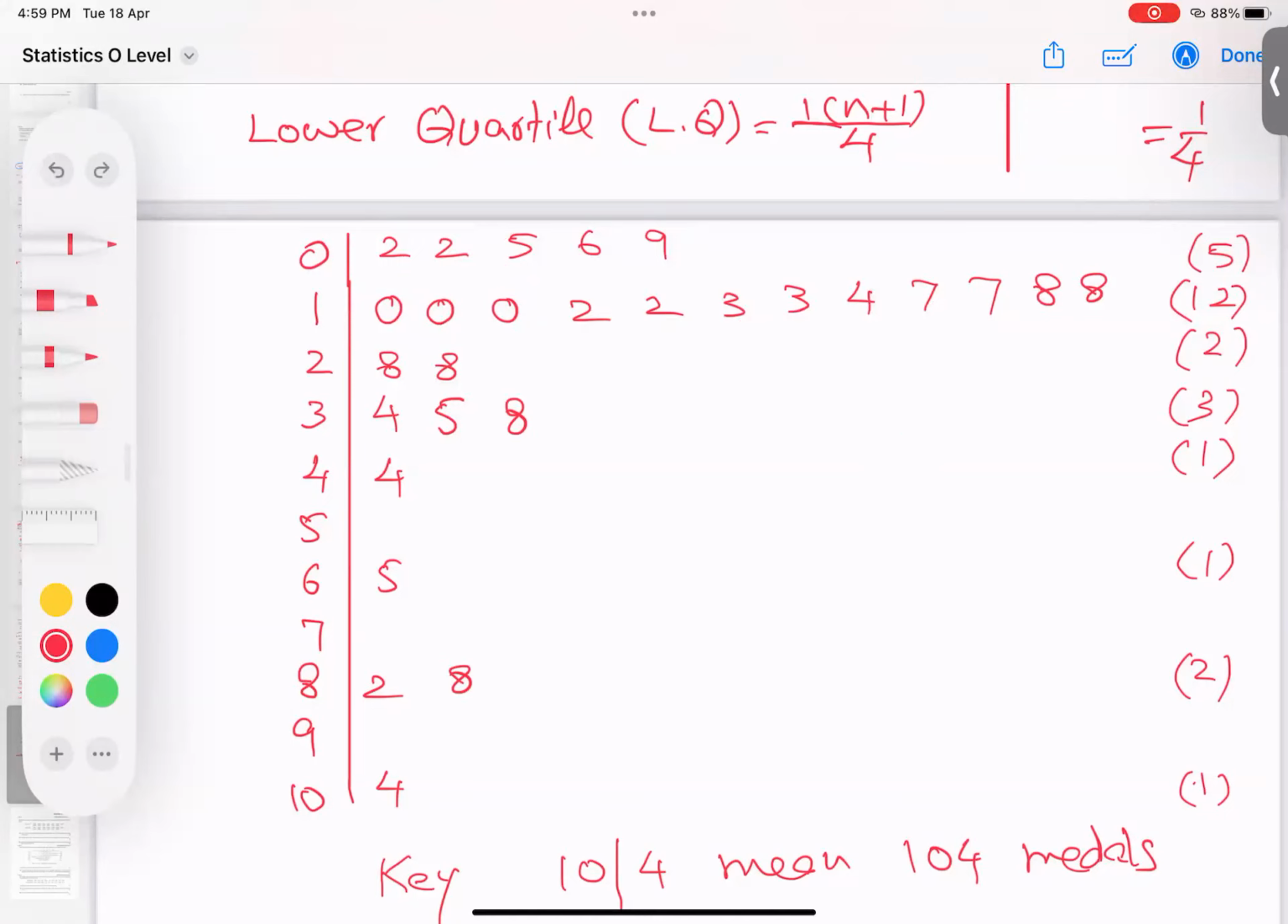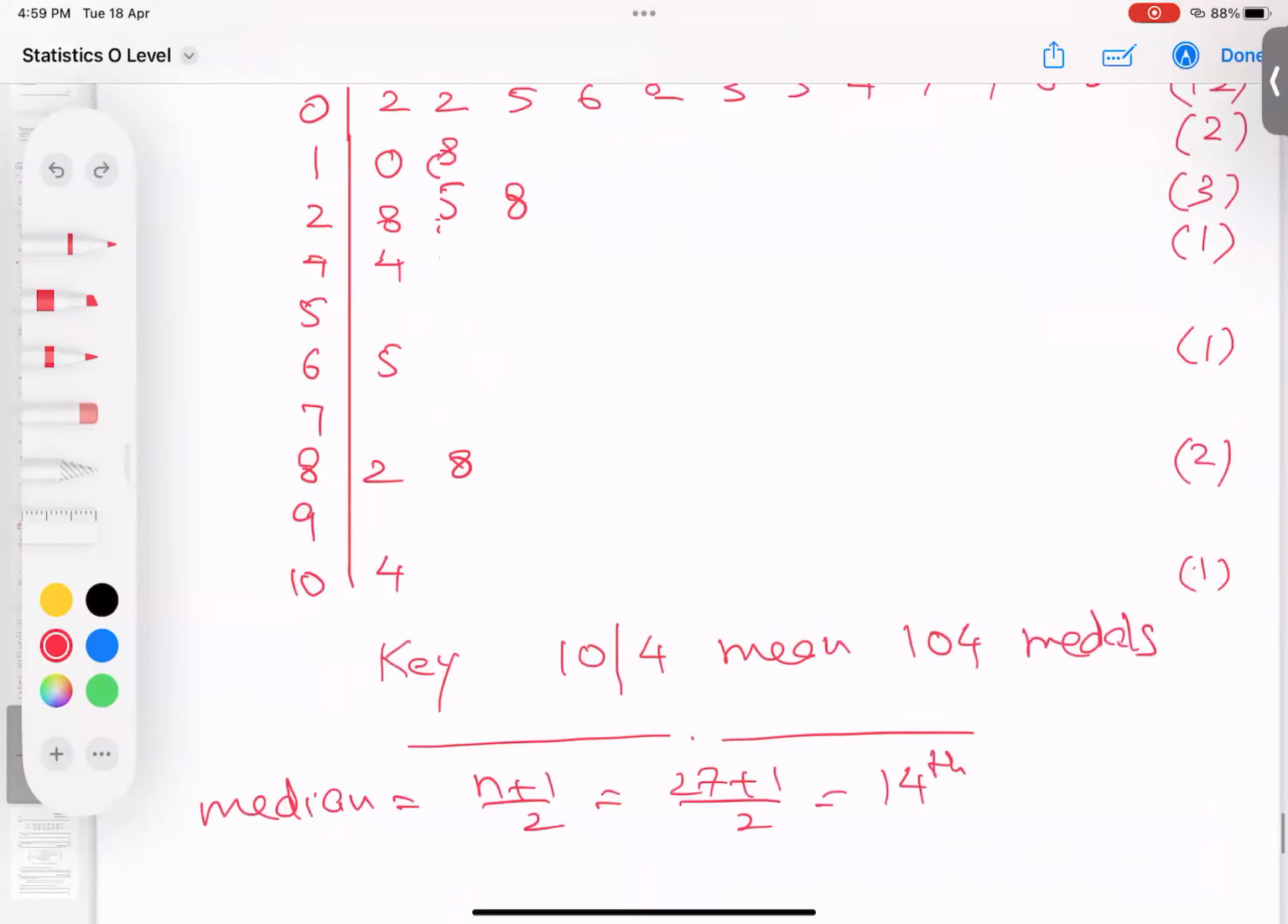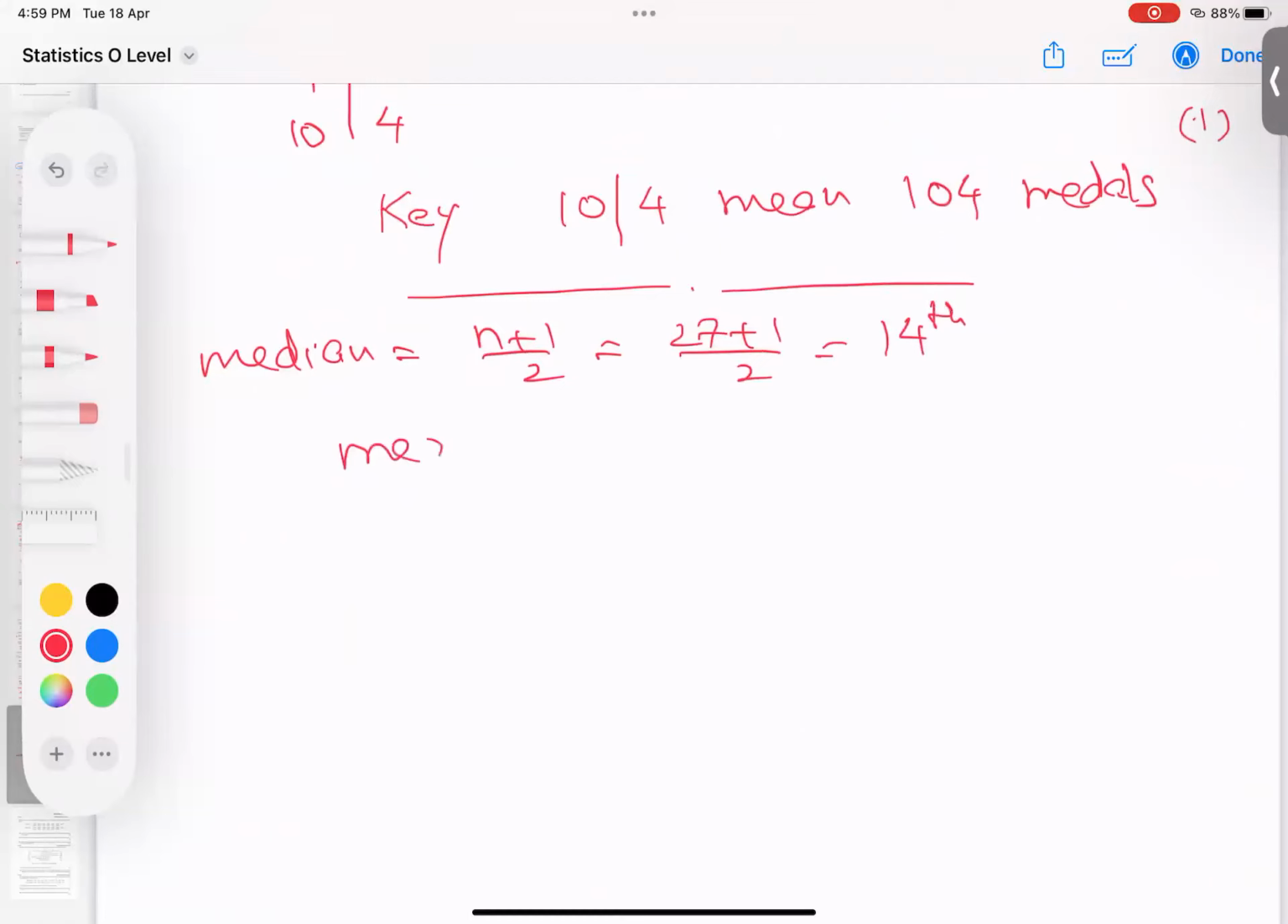But how to write it? Do we write directly 7? No, wrong. We have to write including this number 1. So 17 medals. Alhamdulillah. I believe you got it, 17 medals is the median. I hope you got it well.